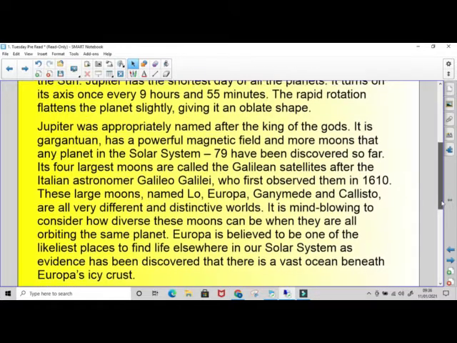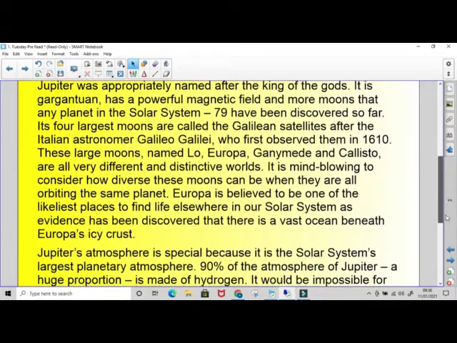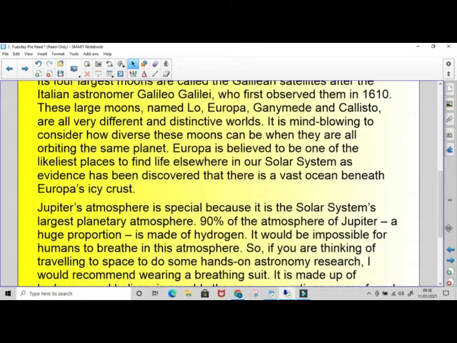Europa is believed to be one of the likeliest places to find life elsewhere in our solar system, as evidence has been discovered that there is a vast ocean beneath Europa's icy crust. Jupiter's atmosphere is special because it is the solar system's largest planetary atmosphere.